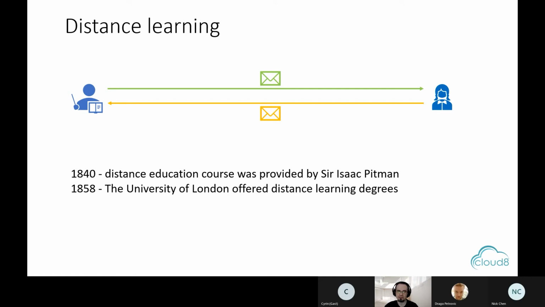And in 1858, the University of London offered distance learning degrees. So it's quite an old concept, and it was done a long time before the internet, before Teams, Zoom, and any other modern tools. But it's also worth considering that it won't end. So when COVID is gone, or when most people get vaccinated, distance learning using the internet is not going to stop.